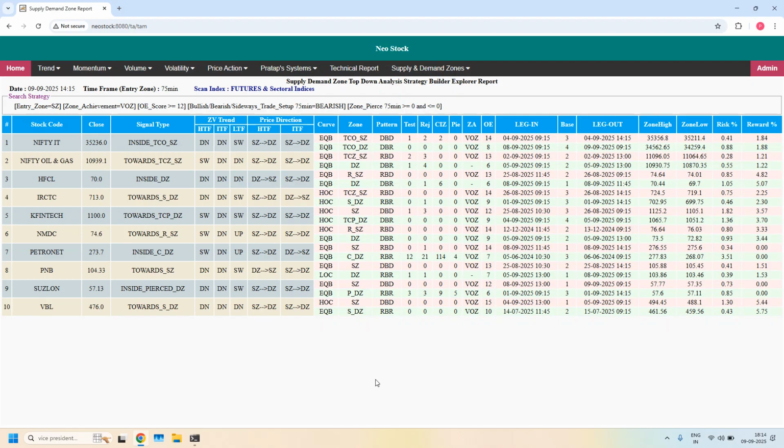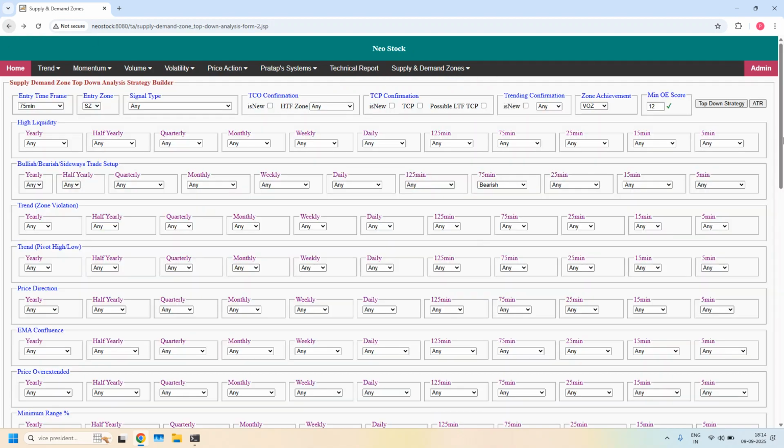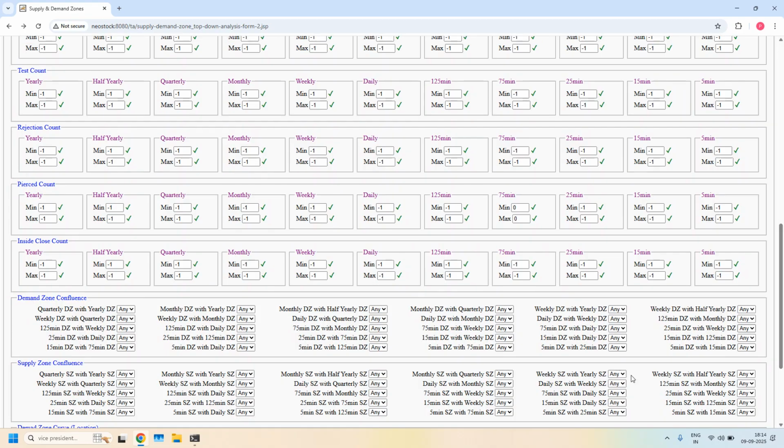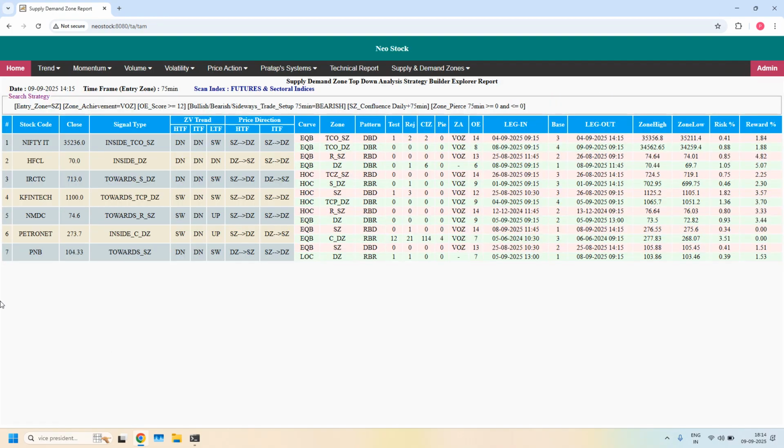So first filter is ITF and LTF supply zone confluence. That is LTF and ITF supply zone confluence, that is 75 minutes and daily supply zone confluence. So I am enabling the filter. Applying the filter, we got 7 stocks. In all 7 stocks, 75-minute supply zones are overlapped with daily supply zone.